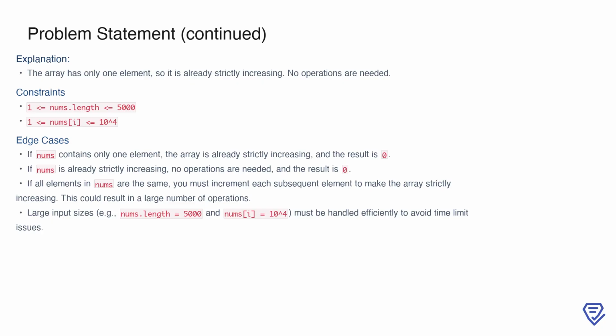To summarize, the constraints require handling arrays with up to 5,000 elements and values as large as 10,000. Efficient solutions are crucial to manage these large inputs within time limits. Edge cases include arrays that are already strictly increasing, arrays of length 1, and arrays where all elements are the same. In such cases, careful adjustments are necessary to ensure efficiency and correctness.